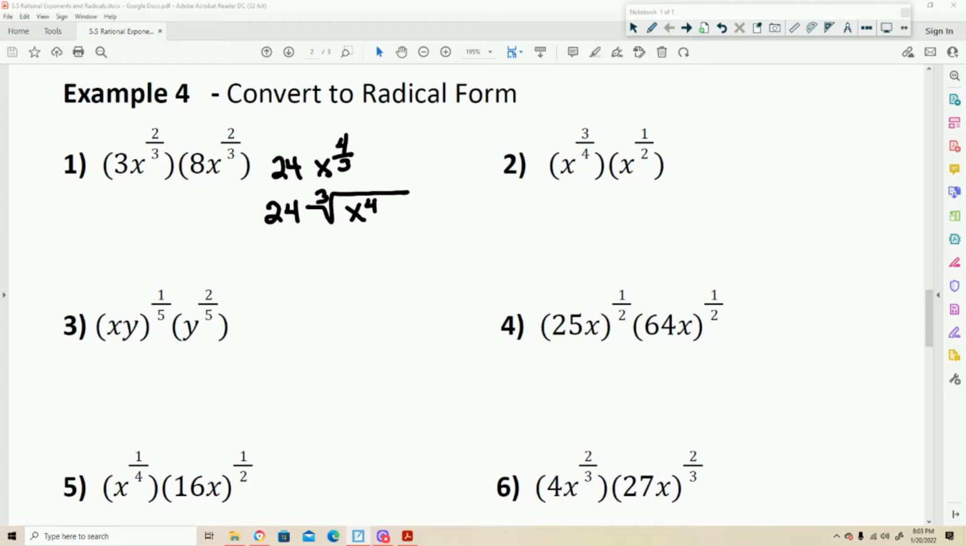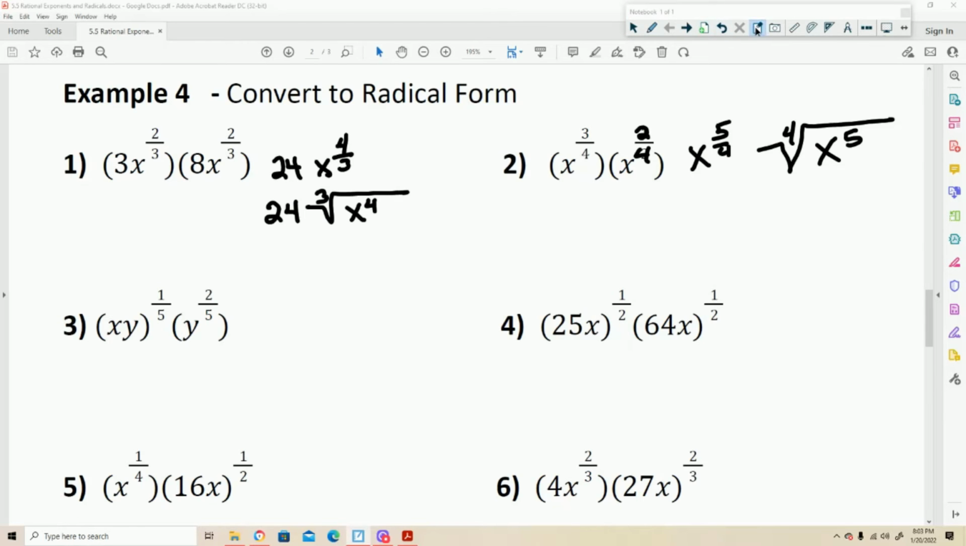Not that bad. So here we're going to simplify this. I've got x^(3/4) times x^(1/2). I have to add these exponents, so they need common denominators. This 1/2 is really 2/4. So 2 plus 3 is 5. I get x^(5/4). Okay, radical form. I'm going to put an x there. The top number is the exponent, the bottom number is the index, and that's it.